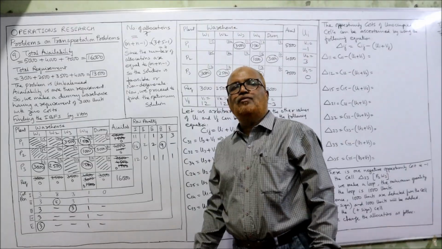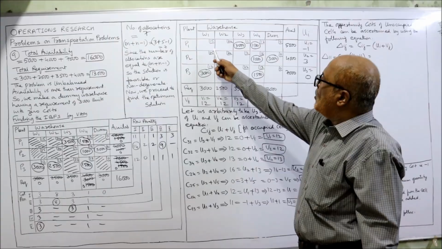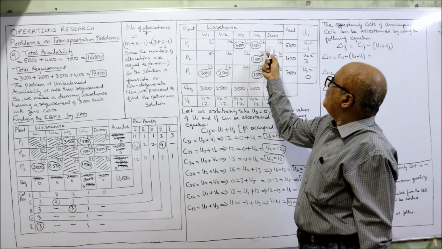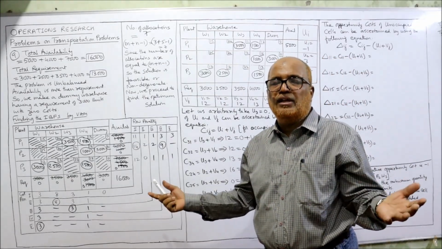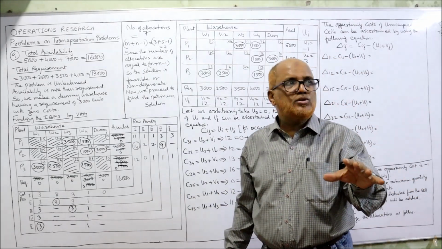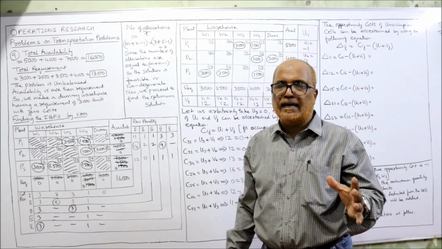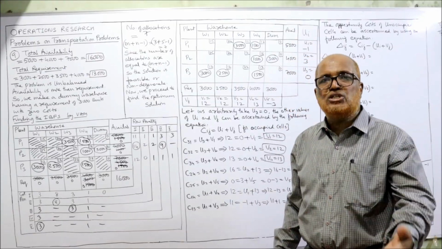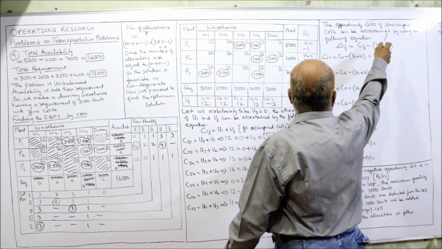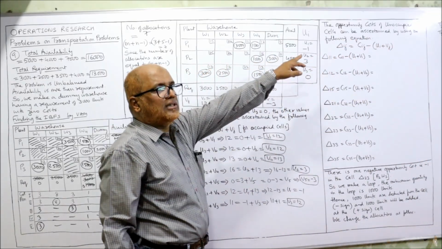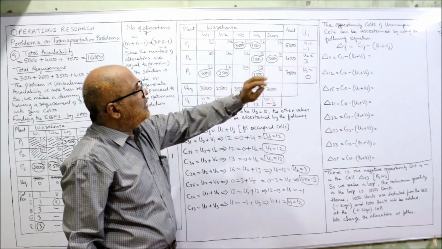Now we proceed to find out the opportunity cost of unoccupied cells. These are all the unoccupied cells. We have to find out the opportunity cost. If all the opportunity costs are positive, we reach the optimum solution. If any opportunity cost is not positive, if any opportunity cost is negative, then we have to change the allocations, right? Now, the opportunity cost of unoccupied cells can be ascertained by using the following equation: Delta ij is equal to Cij minus Ui.